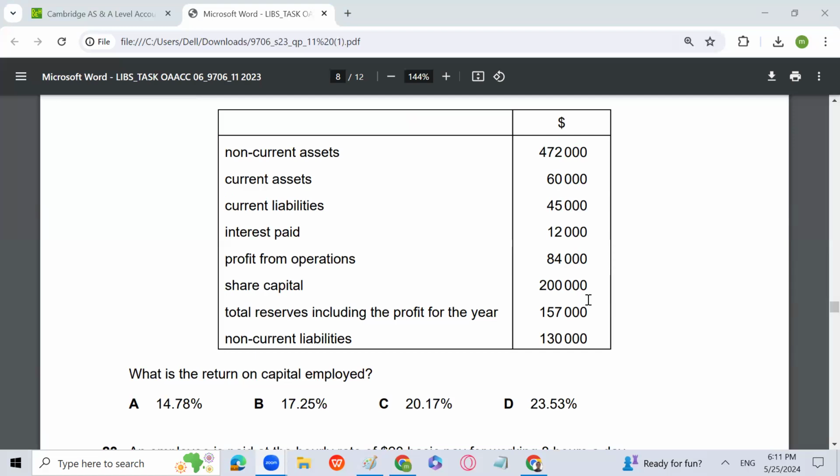If you just look at that, there is another formula through which you can find capital employed, that is non-current assets plus current assets minus current liabilities. So 4,72,000 plus 60,000 minus 45,000. Again, you will get the same answer for the capital employed. The capital employed can be calculated in different ways. 17.25%, B is going to be the answer for this question.